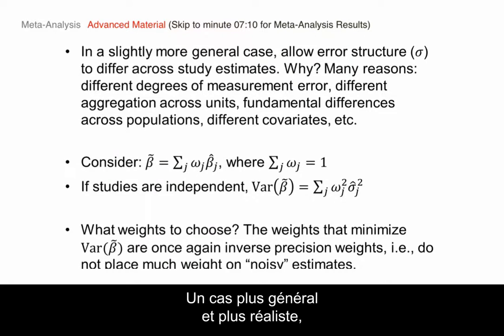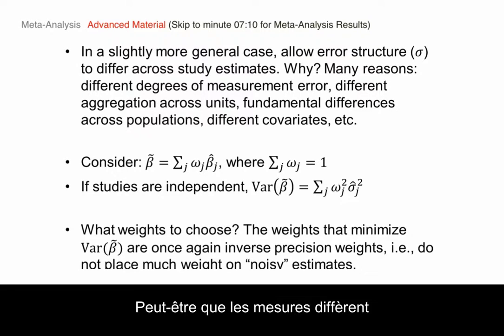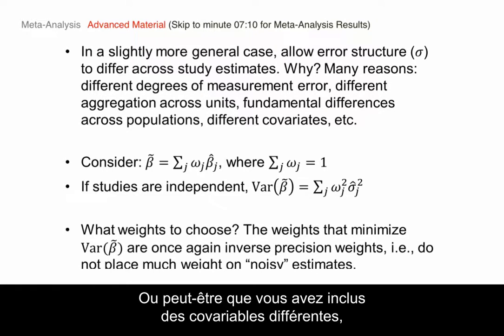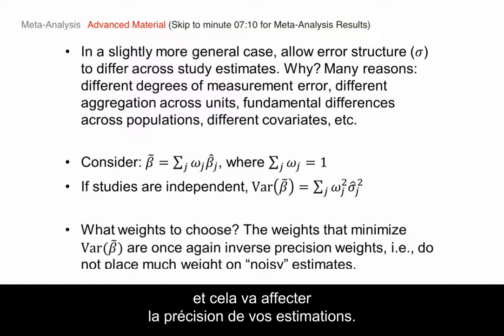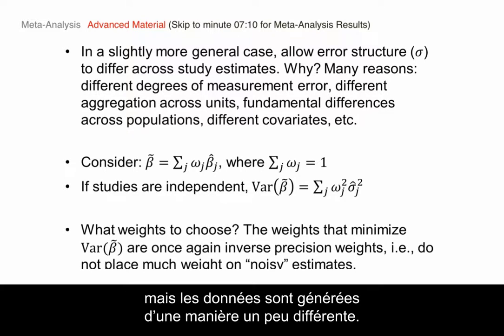A more general case, and more realistic, is where there is a different degree of variability in the estimate for some inherent reason. Maybe the measures are different from one data series rather than another. Maybe the populations are different. There's just more variability in outcomes. Or maybe you included different covariates, and that's going to affect how precise your estimates are. You have different access to different covariates. So now we're going to maintain the assumption that beta is the same, but now the data is being generated in a slightly different way.